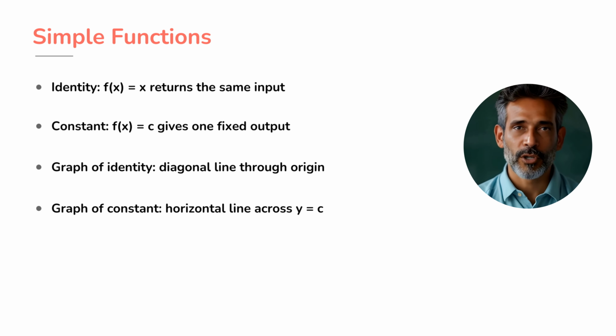Second, the constant function. f(x) = c, where c is any fixed number or constant. In this function, no matter what input you use, the output always stays the same. For example, f(x) = 4. The graph of this function is a horizontal line crossing the y-axis at y = 4. These two functions are important building blocks in mathematics. One simply returns your input, while the other completely ignores it and gives you a fixed value every time.